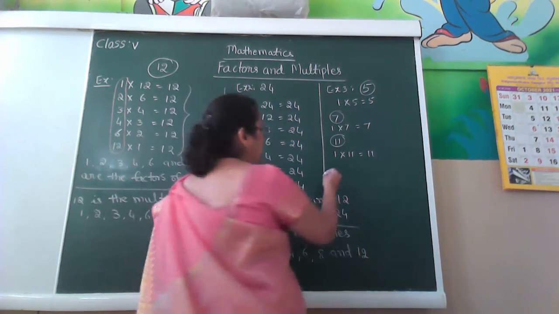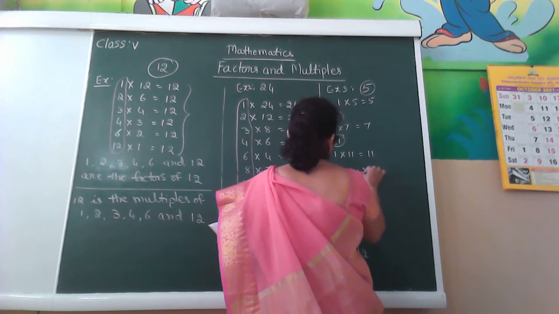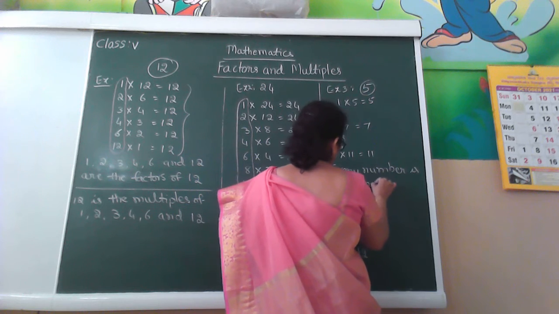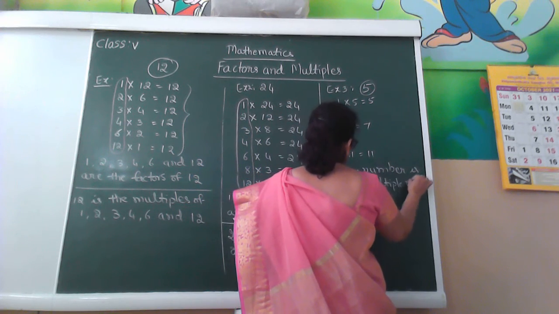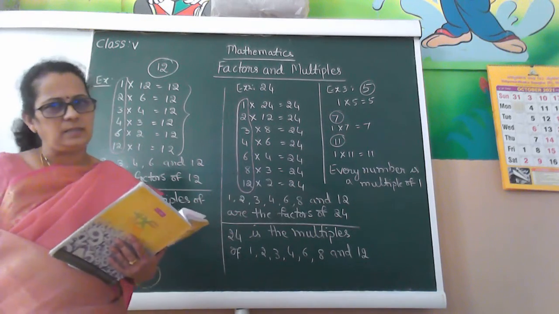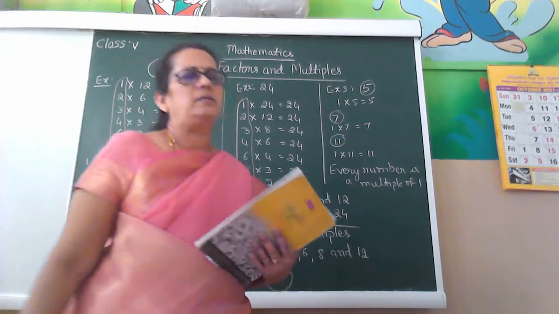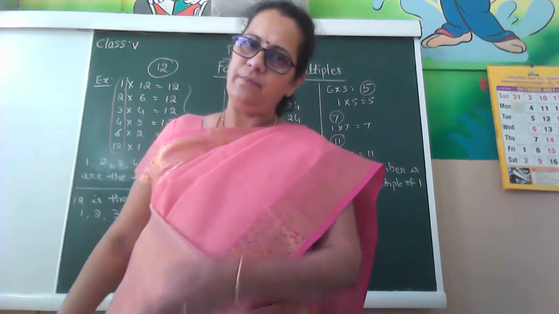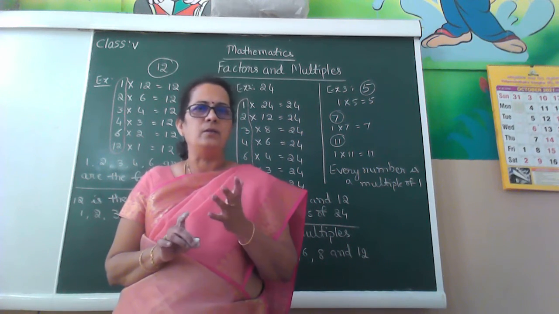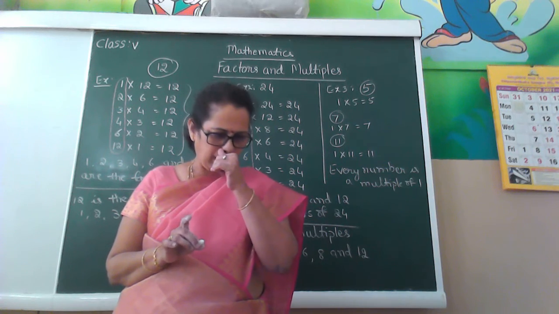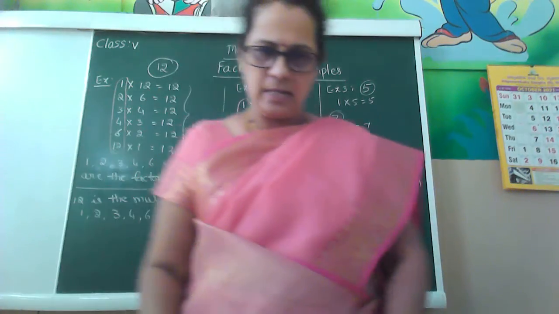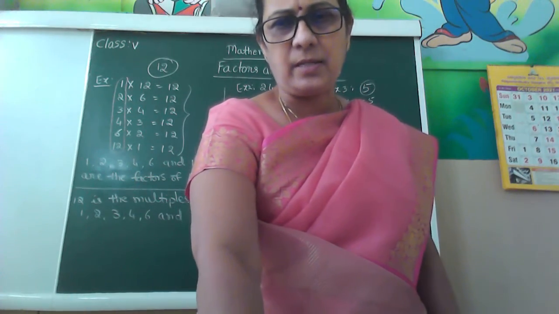So we can say that every number is a multiple of 1. There are no other factors or multiples for some of the numbers. There is no multiples or there is no factors for some of the numbers. So 13 you can say. There is no 13 in any table. Only ones you can multiply. Okay, children? So this is about factors and multiples. Okay, we will learn about factor tree.